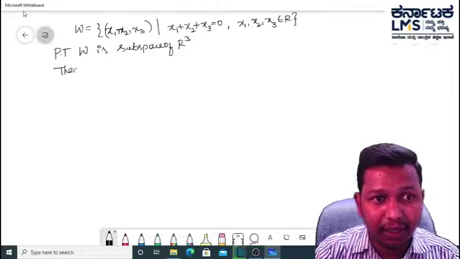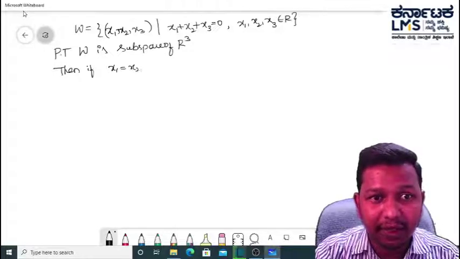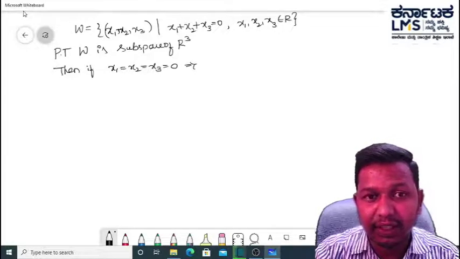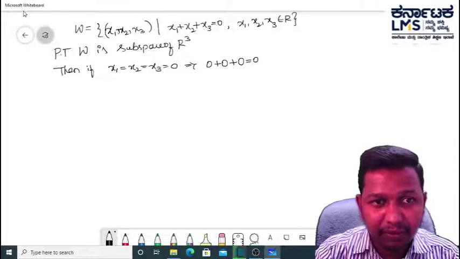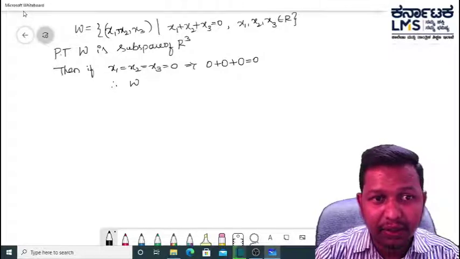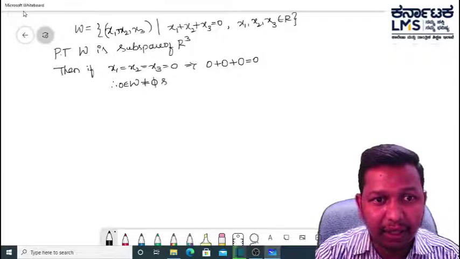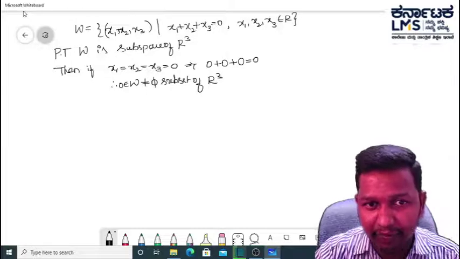Then if x1 is equal to x2 is equal to x3 is equal to 0, which implies that 0 plus 0 plus 0 is again 0. Therefore, the 0 vector belongs to W. W is a non-empty subset of R3.